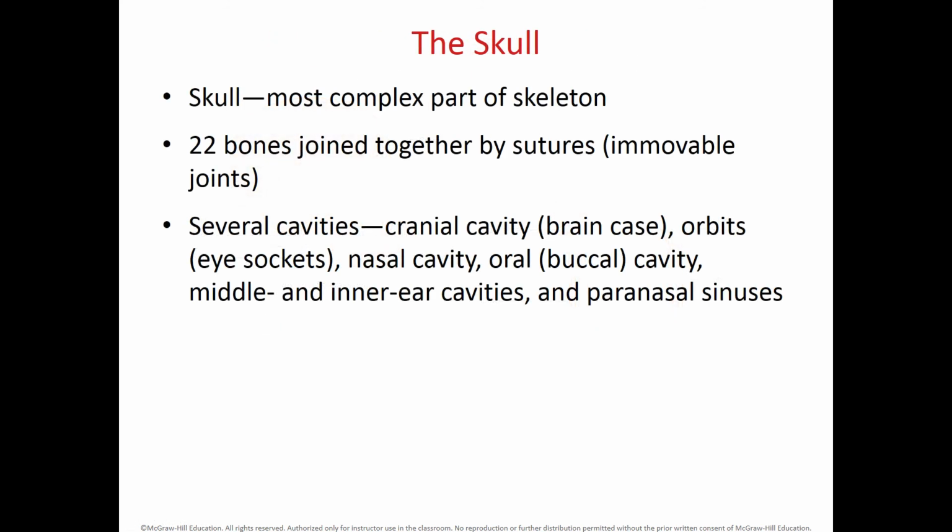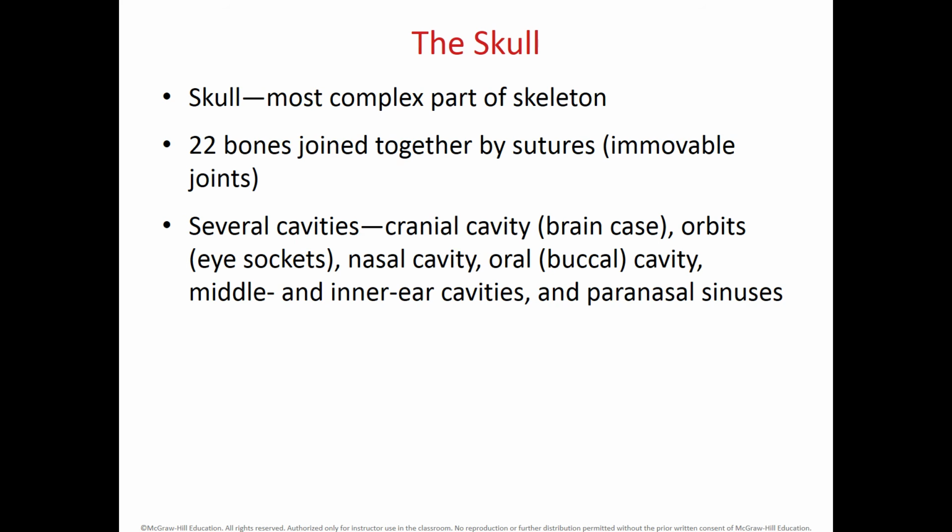Now about the skull. The skull has 22 bones, and these bones are joined by immovable joints that we call the sutures. The bones in the skull help to protect the brain and the associated vessels and the structures within our nervous system.